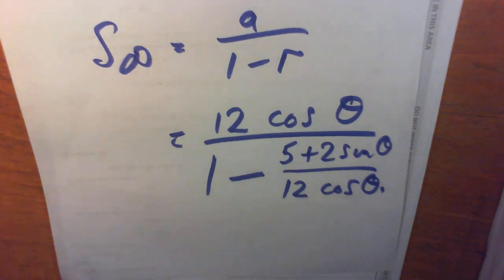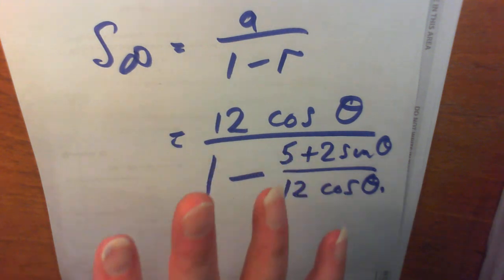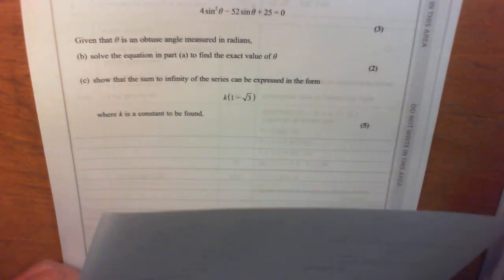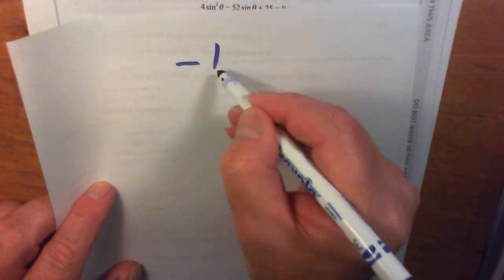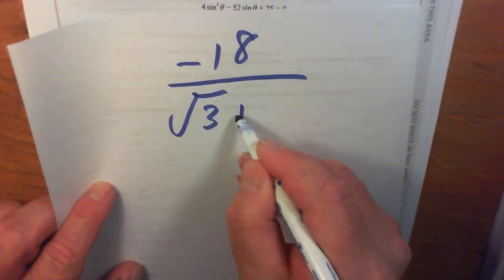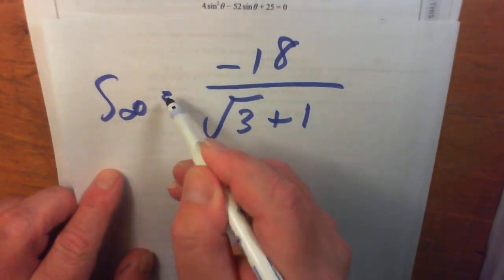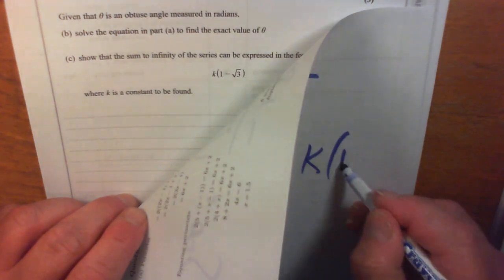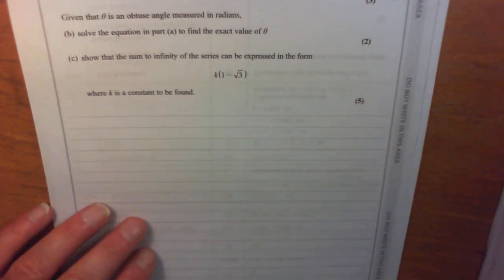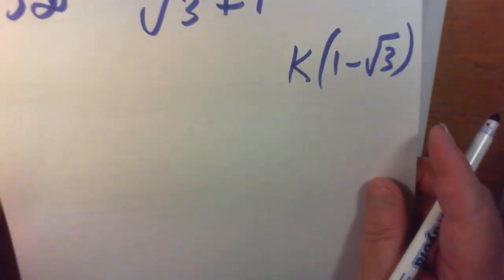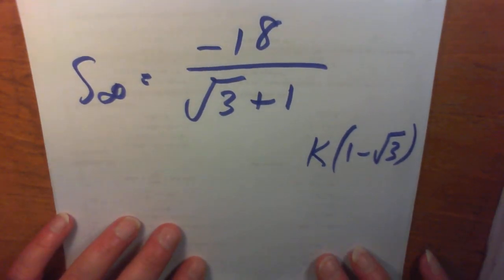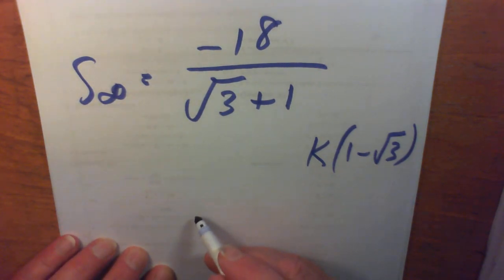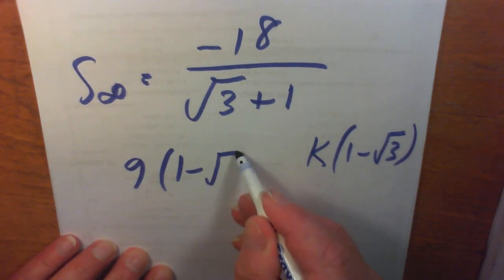Right, so just to finish off. The one thing I could say about this is that you work through that and you typically get something like minus 18 over root 3 plus 1 or similar. Now the question says find it in this form, k times (1 minus root 3), where k is a constant to be found. Now the actual answer here is 9 times (1 minus root 3).